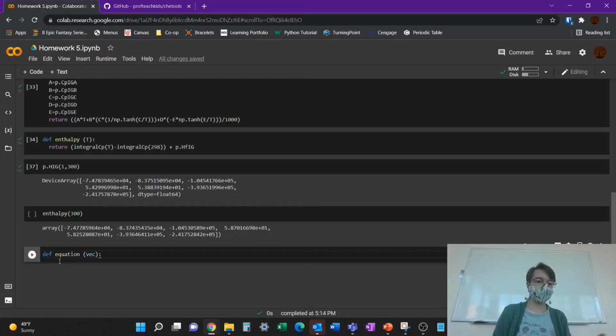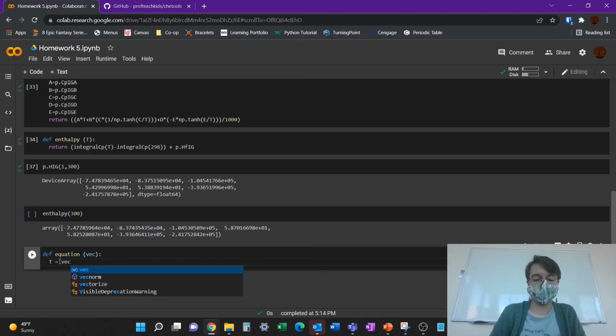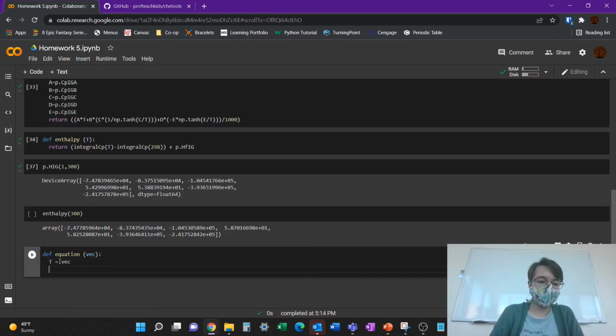It's important that this is a vector because root solver is going to look for a vector, because it's set up to solve systems of equations. So you have multiple equations, multiple unknowns. We only have one equation here, but it still needs to be within a vector. So we're going to factor a vector into temperature, because that's what we wanted to solve for. And then we're just going to return our enthalpy. So this also needs to be returned as a vector.